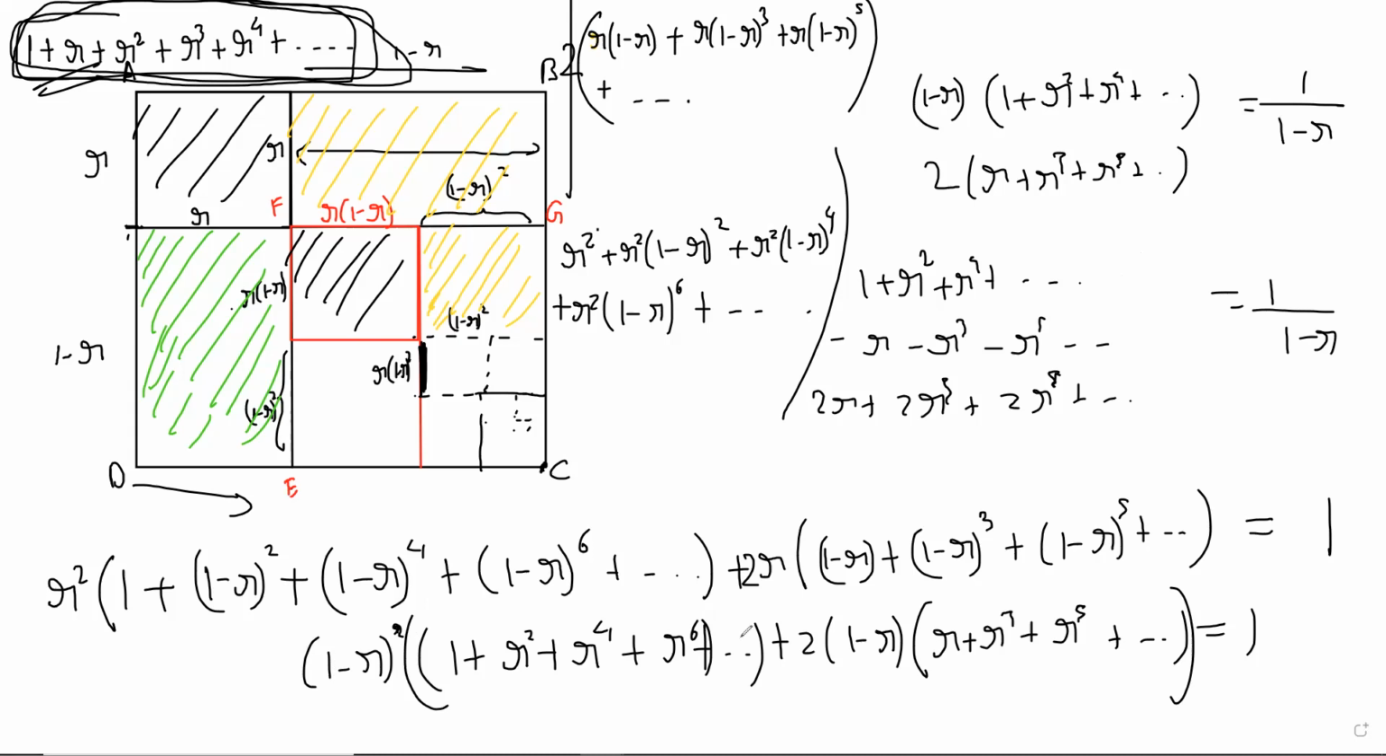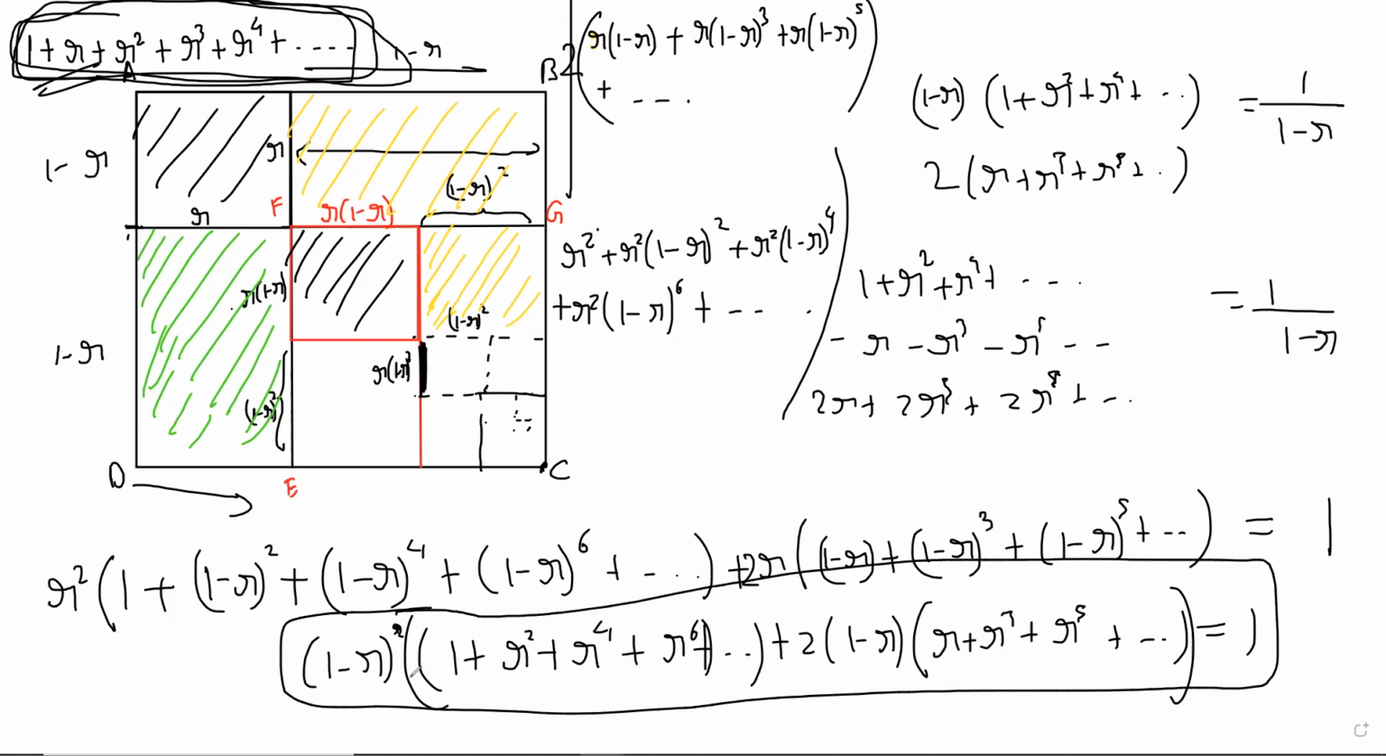Sir, if I had taken my square as 1 minus r, then my rectangle would be... Yes, exactly. Then you would have directly got this second equation, right? We need the second equation, we don't need the first one, actually. But I didn't know, so I just did it for r. But then I know that it works for all r.